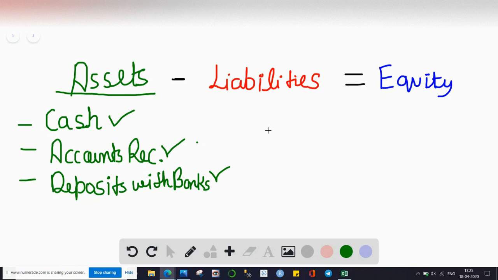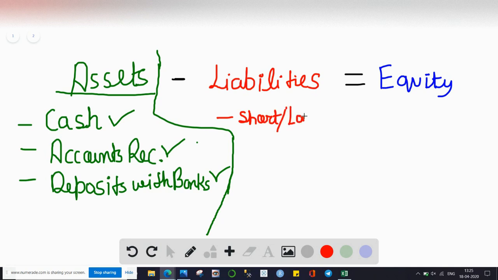And what about liabilities? I will make a distinction like this, so that it is clear what items are comprised in which element. In the case of liabilities, we have short or long-term debt. Short-term debt is a debt which has to be paid within a year, within 12 months specifically, and more than that it will be classified as long-term debt.